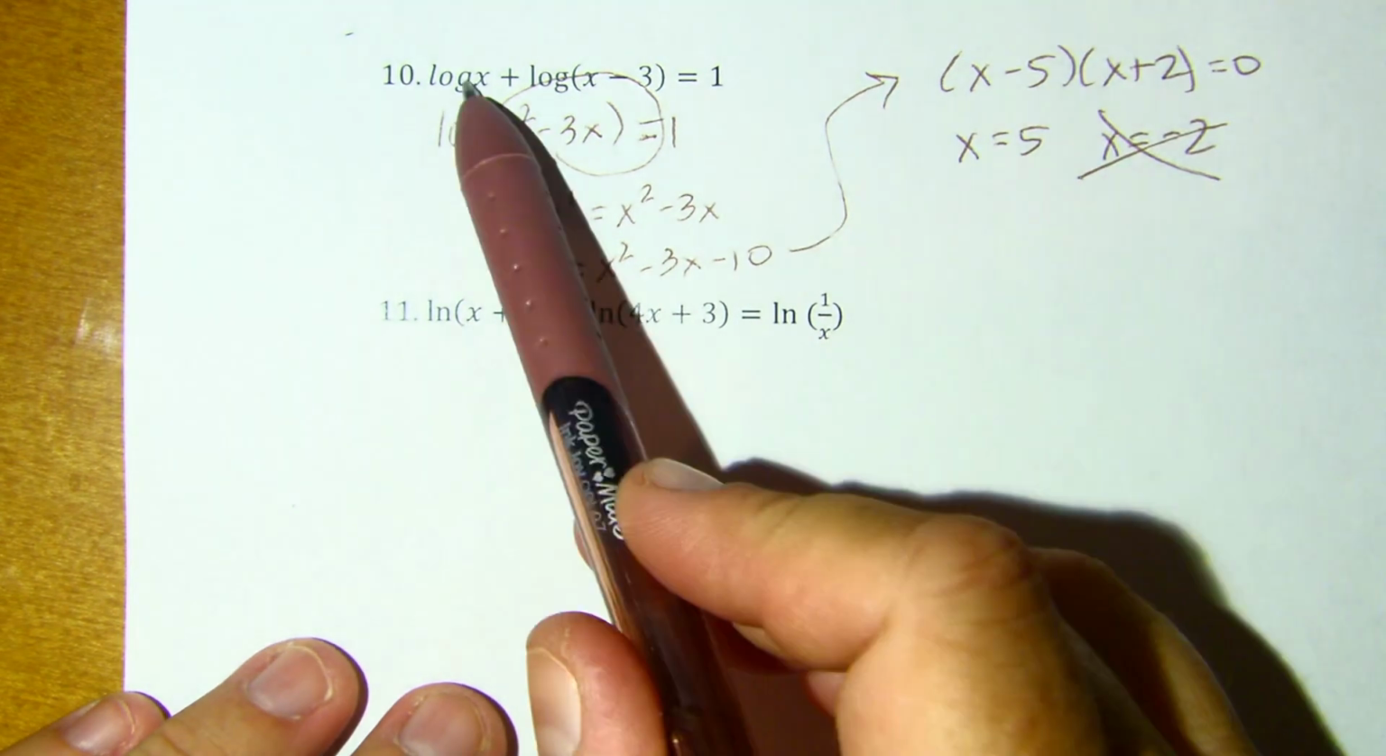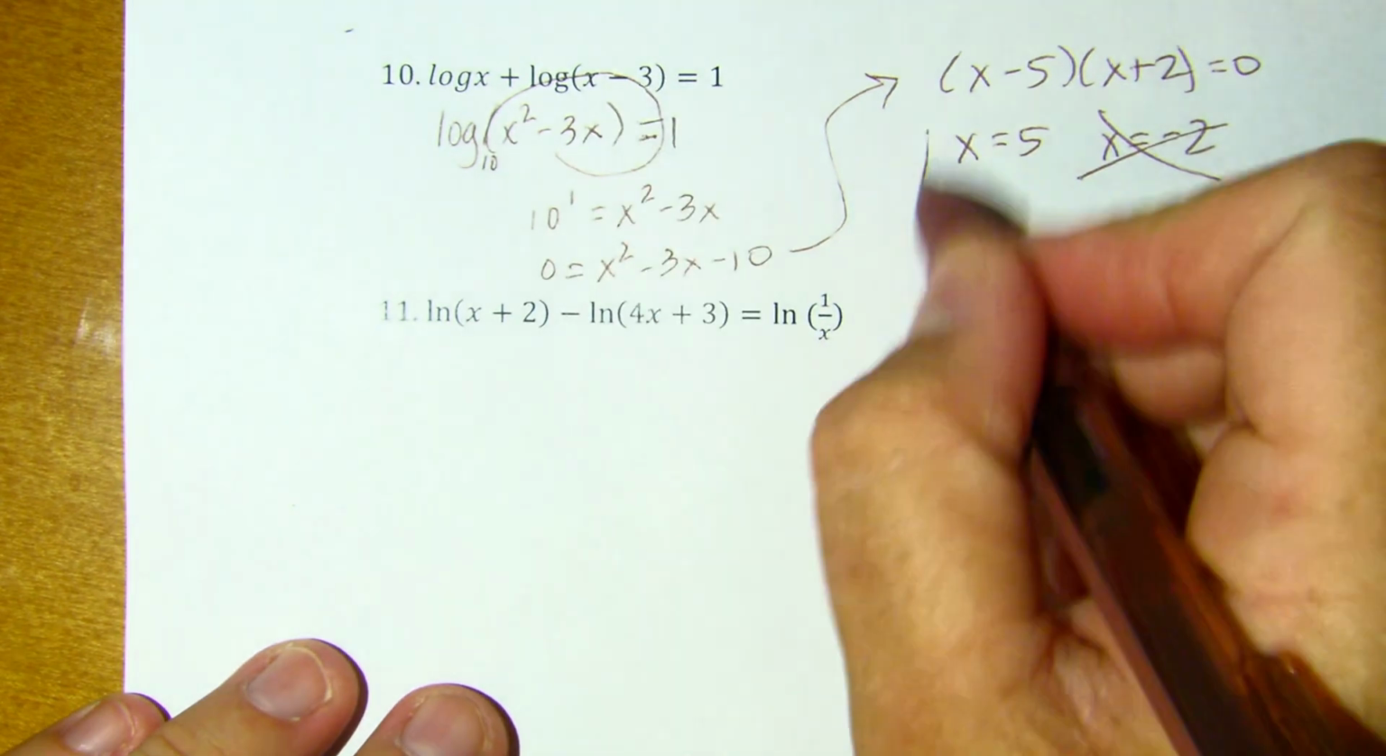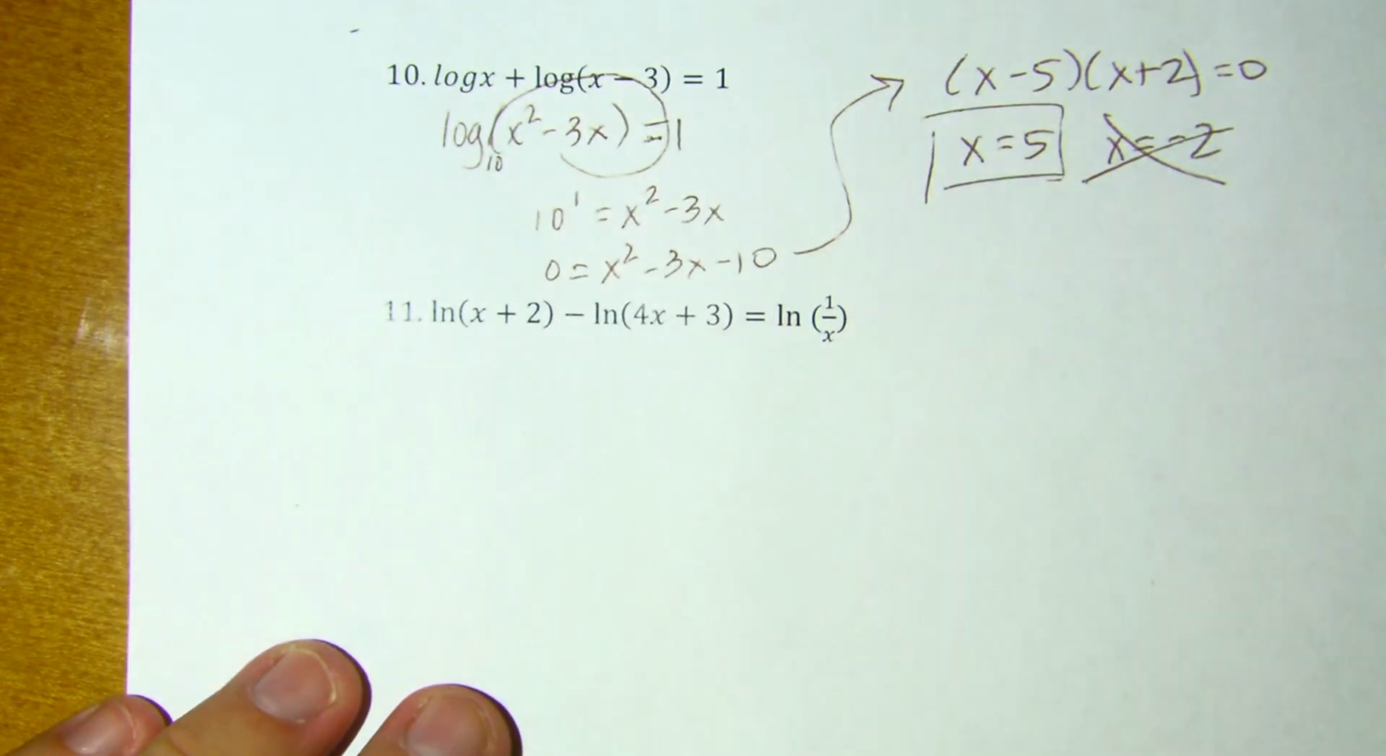If I plug in 5, log of 5 is fine. And 5 minus 3 is 2. That's positive still. So this is a solution. This one is not.